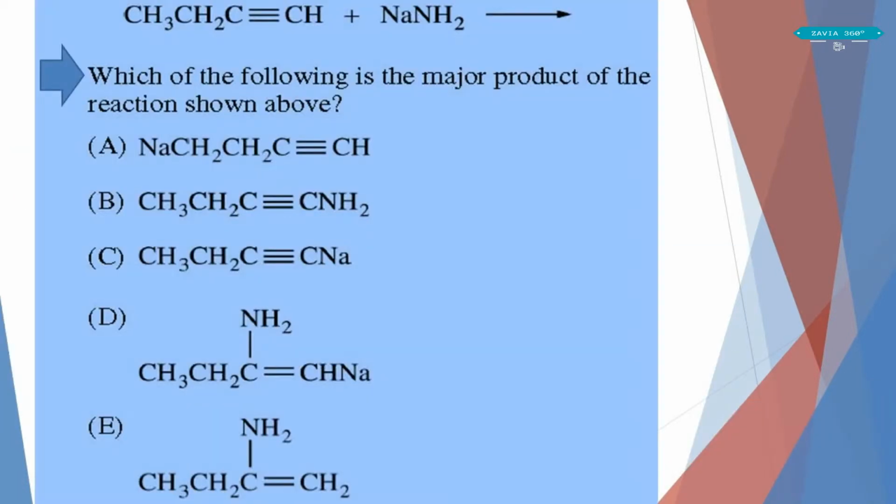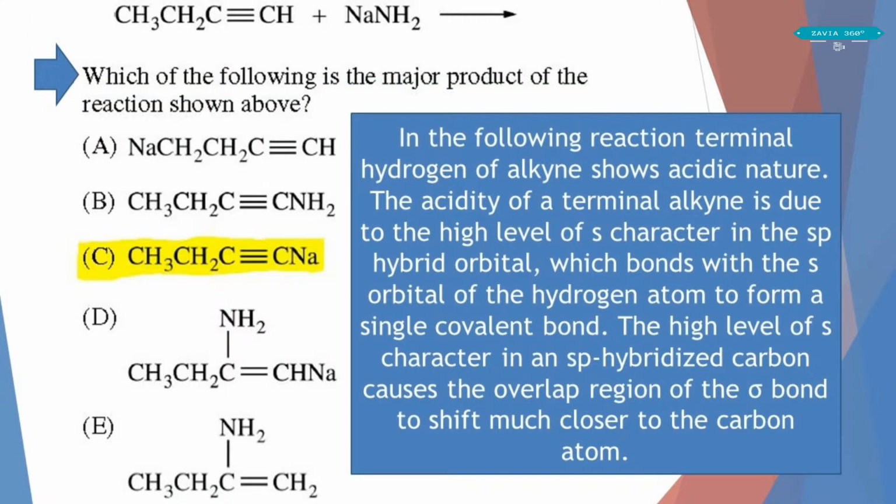Which of the following is the major product of the reaction shown above? In the following reaction, the terminal hydrogen of the alkyne shows acidic nature. The acidity of a terminal alkyne is due to the high level of s character in the sp hybrid orbital, which bonds with the s orbital of the hydrogen atom to form a single covalent bond. The high level of s character in an sp hybridized carbon causes the overlap region of the sigma bond to shift much closer to the carbon atom.